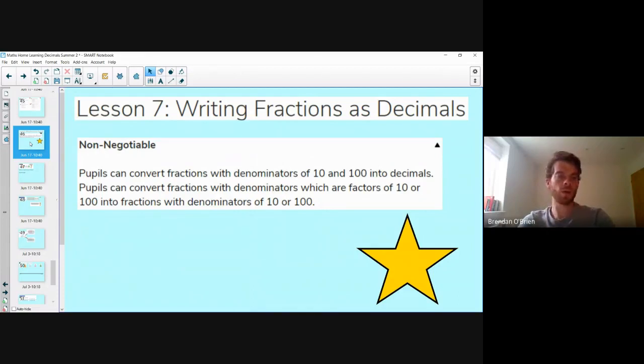What are our non-negotiables? Pupils can convert fractions with denominators of 10 and 100 into decimals. Pupils can convert fractions with denominators, which are factors of 10 or 100, into fractions with denominators of 10 or 100.